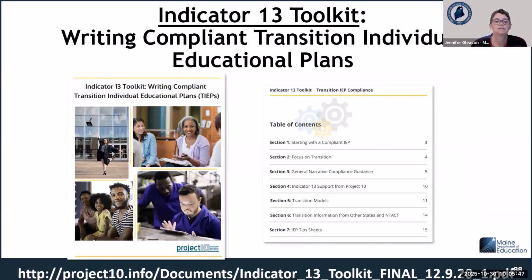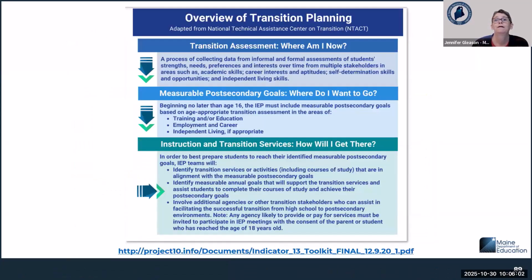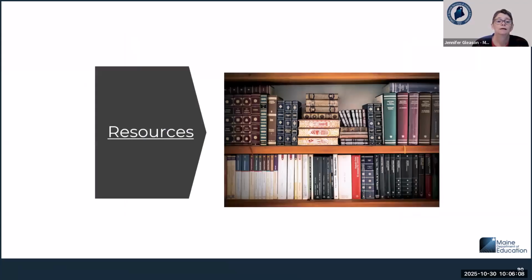This is Project 10. I think that's related to that checklist, but they have a lot of good toolkits and things like that for transition. And this is from Project 10 as well. And then we have our resources.